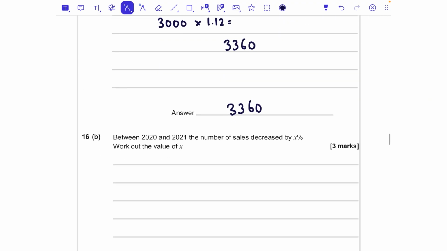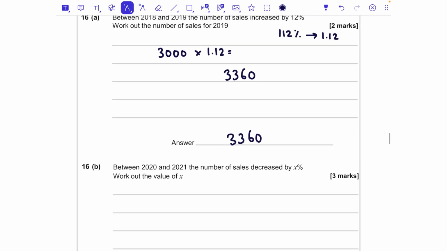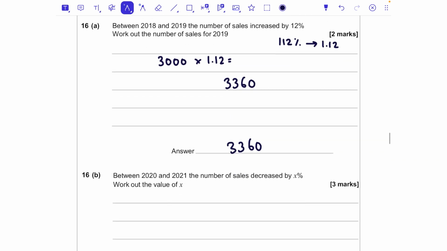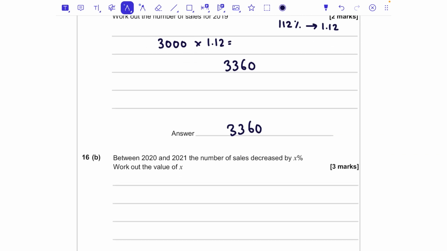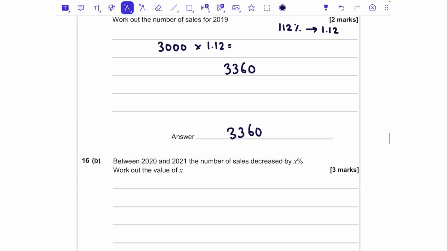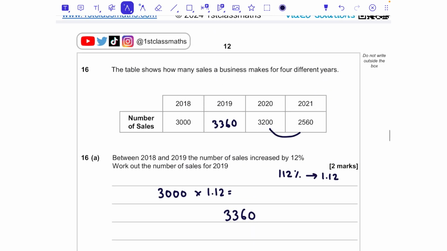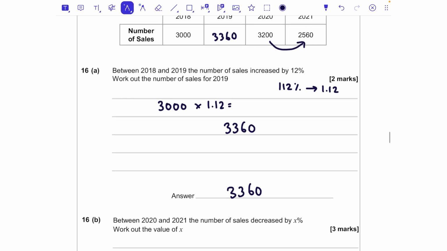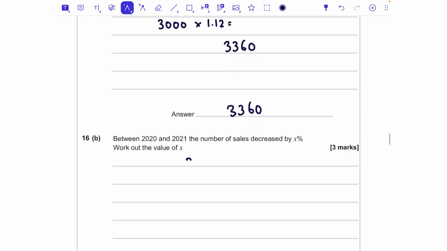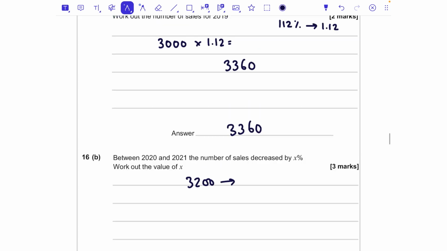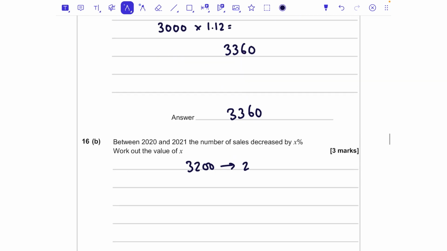Then for 16b, it says between 2020 and 2021, the number of sales decreased by X%. Work out the value of X. So we're going here to here. Now percentage change is change over original times by 100. So it's gone from 3,200 to 2,560. So we're going to do change over original times by 100. Now the change is going to be the difference between them.